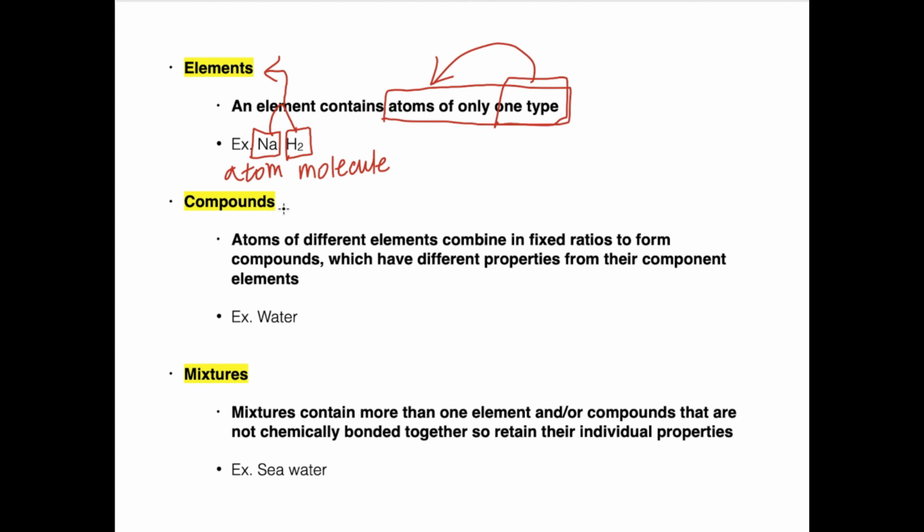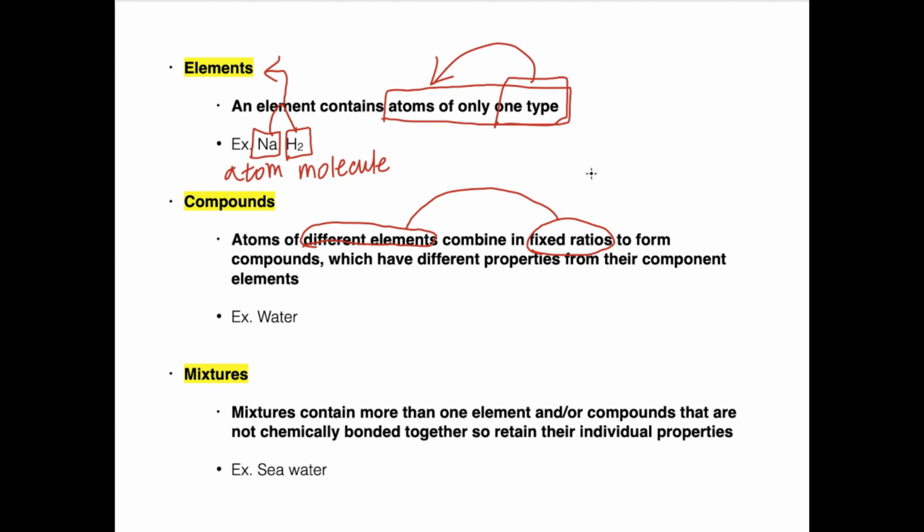Let's look at the next word, compounds. Atoms of different elements combined in fixed ratios to form compounds, which have different properties from their component elements. So these two phrases that I've circled are some key points that you must include in your definition.